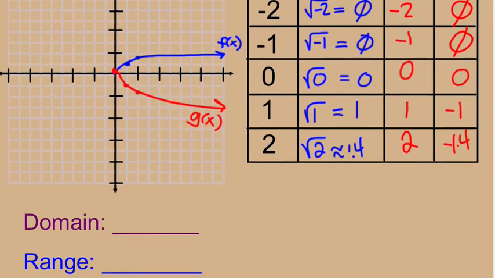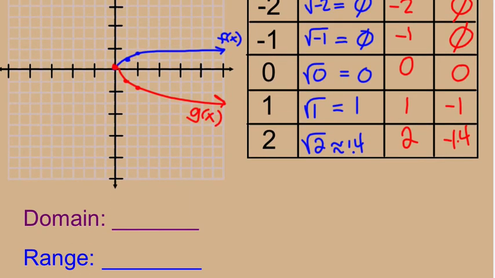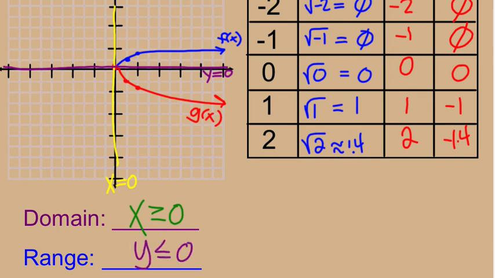Now domain for our g of x function starts to the right of that number. So we say then x is greater than or equal to 0. I'm just going to do purple here. Y equals 0. Everything below that purple line exists for the red function. So we say that y is less than or equal to 0. And this again is for your g of x function.